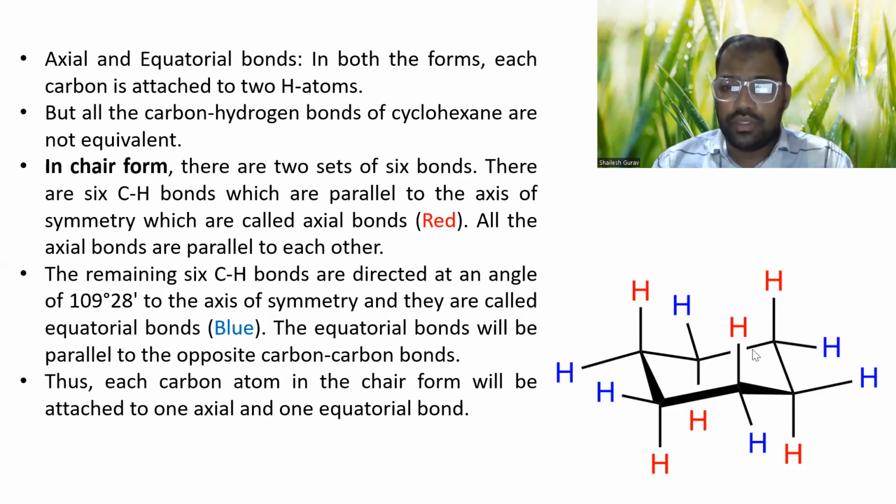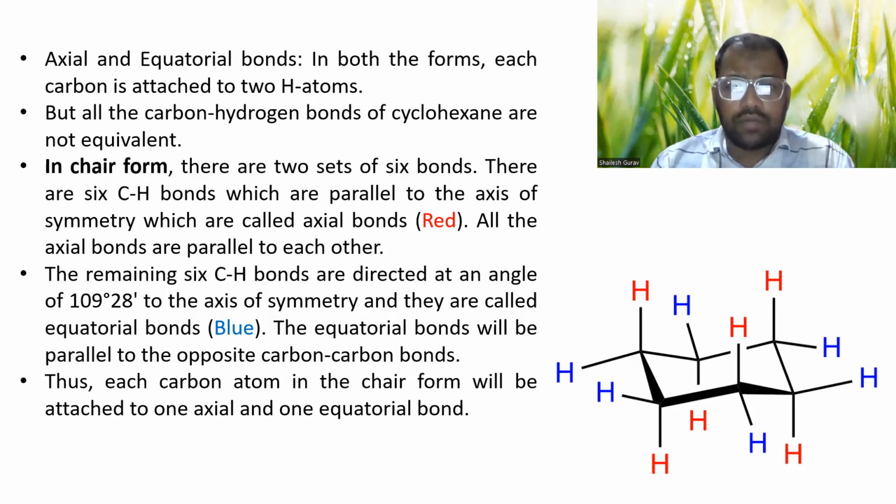In chair conformations, there are two sets of six hydrogen atoms. Ultimately there are two types of hydrogens, the axial and the equatorial. What are the axial ones? The axial ones are shown here in red color. These are the vertical bonds, parallel to the axis of symmetry. The hydrogen atoms shown in blue color are directed at an angle of 109 degrees 28 minutes, pointing outwards. These bonds are called equatorial bonds.